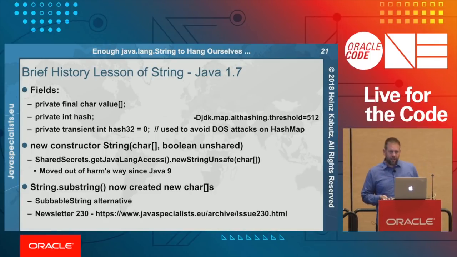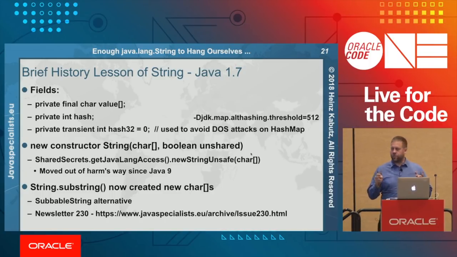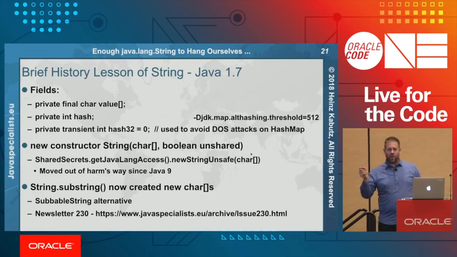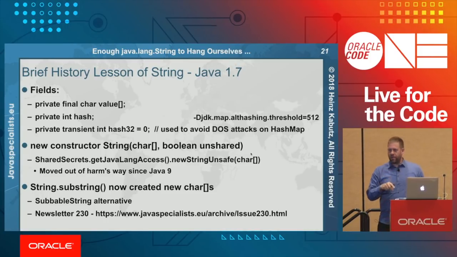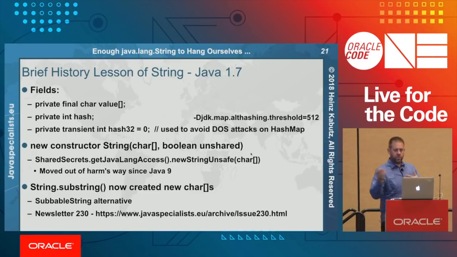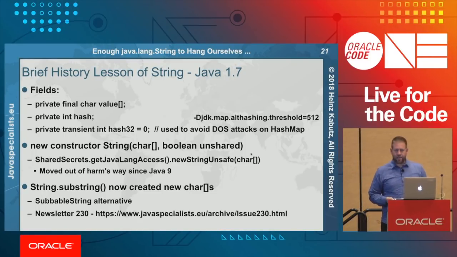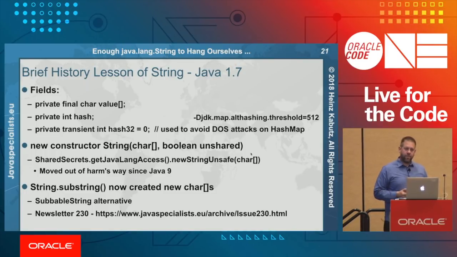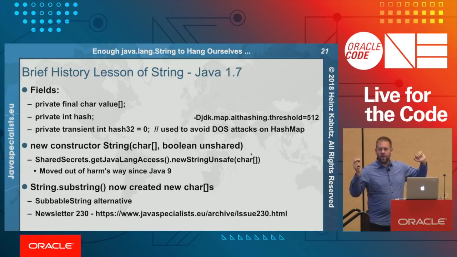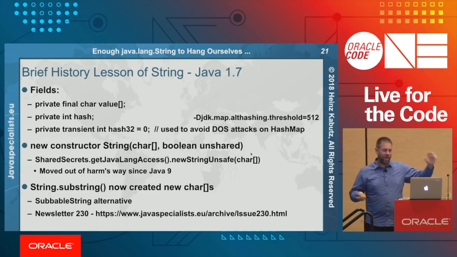There's also something funky. There was actually a constructor added, string with a char array and boolean unshared. Now this was a package private constructor, I think, so you couldn't call it from outside. Also, there was a class called SharedSecrets where you can actually use that to construct a new string that shares the same char array as you pass in. So if you've got a char array and you want to make a string from that, you can just use SharedSecrets.getLangAccess.newStringUnsafe. This also works in Java 8. The function is still around in Java 9 and 10, 11, but it doesn't work anymore because, well, okay, we'll see why in a moment.